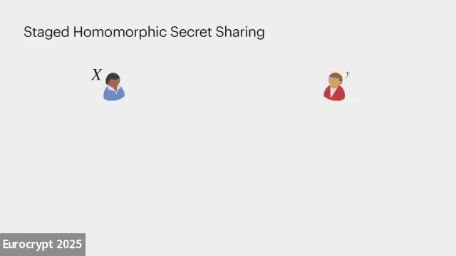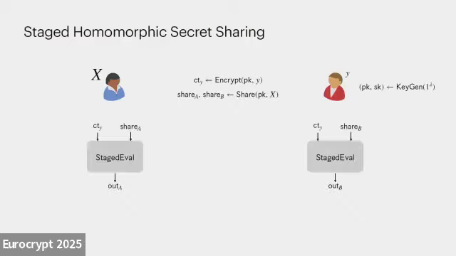So our starting point is the staged homomorphic secret sharing scheme. So what does this allow? Here, Bob samples a key pair. And using this key pair, he can encrypt his input and compute shares of Alice's input. And now if parties have the ciphertext and their shares, they can non-interactively compute shares of the output for any bilinear NC1 program.